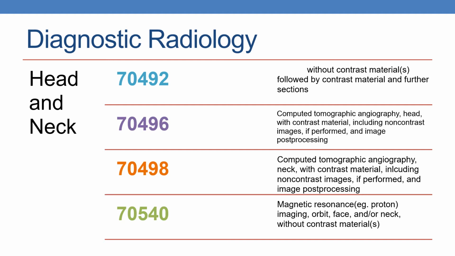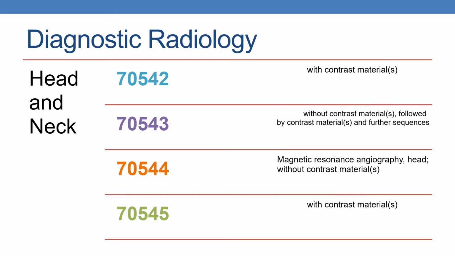Next is 70540, magnetic resonance imaging, orbit, face and or neck without contrast material. 70542 is the next CPT, which is nothing but MRI, orbit, face and or neck with contrast material. Whereas 70543 is nothing but MRI, orbit, face and or neck without contrast, followed by contrast material and further sequences. And the next is 70544, which is nothing but magnetic resonance angiography, MRA, of head without contrast material.